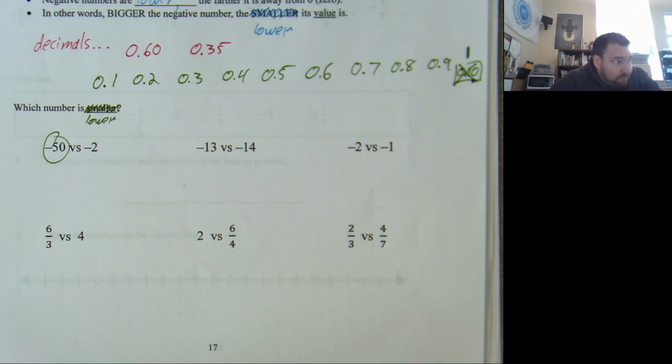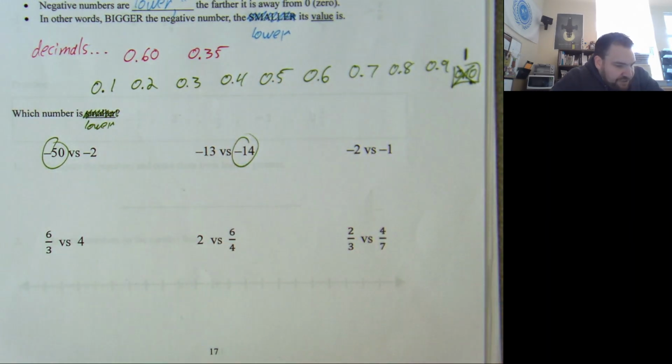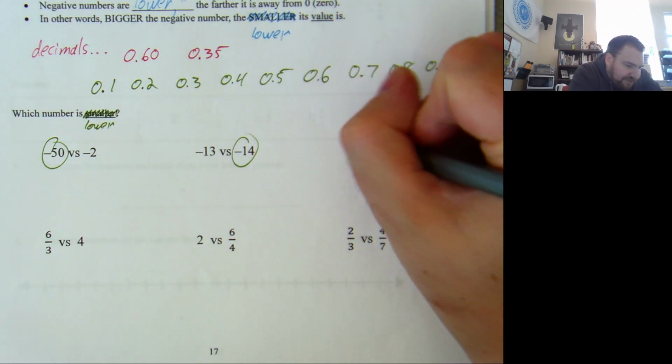Even then, it doesn't take long. -50 is really cold. -13 versus -14, which one's lower? -2 versus -1? -2 is lower.